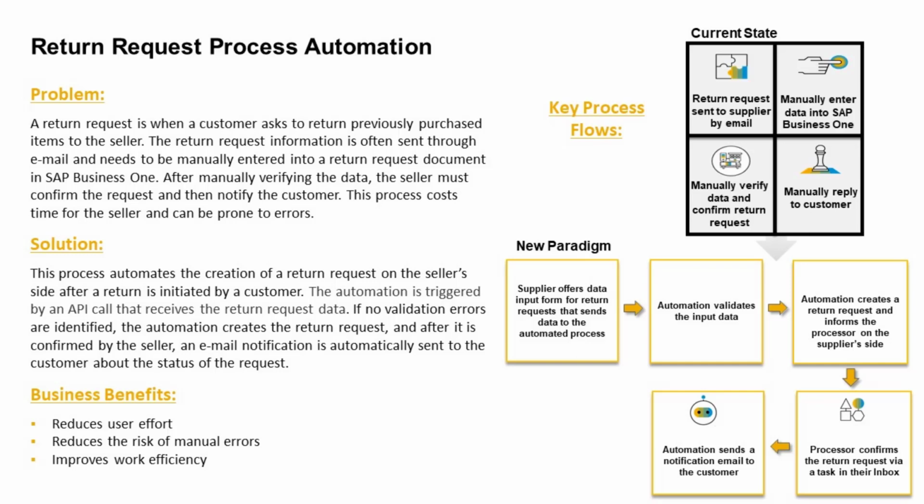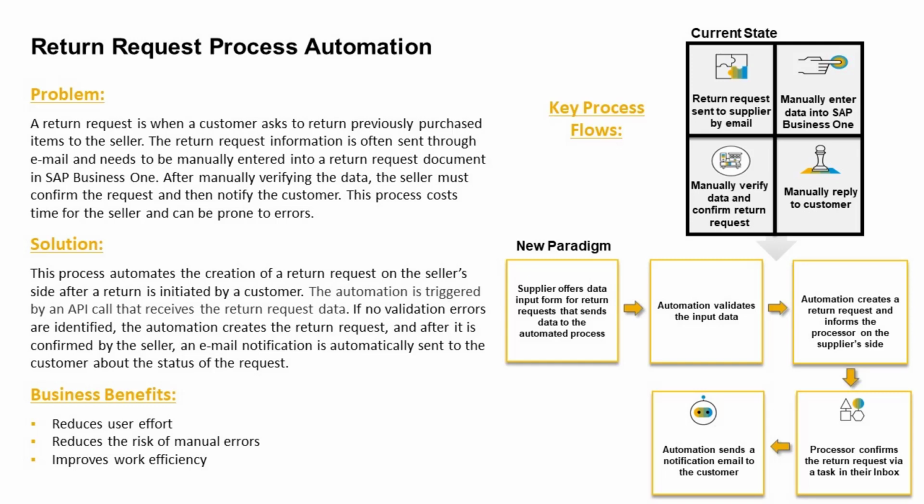Hello and welcome to this video about the Return Request Process Automation for SAP Business One. A return request is when a customer asks to return a purchased product to the seller. This information is often sent through email and needs to be manually verified and entered in SAP Business One. The seller must confirm the return request and then notify the customer manually. This processing costs resources for the seller.